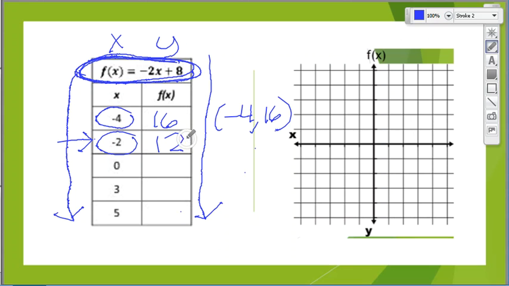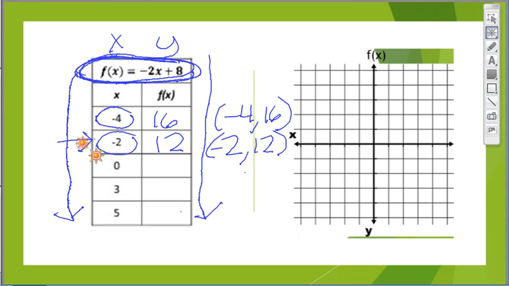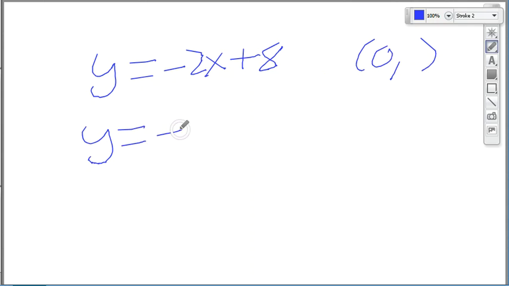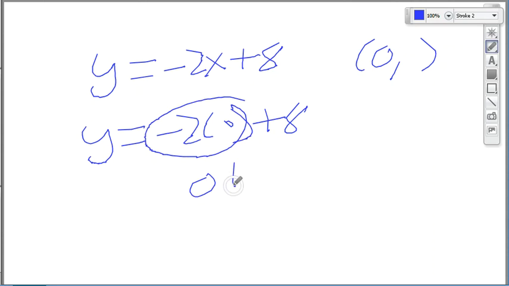Okay, and if we plug negative 2 in for the x and 12 in for the y, that will make our equation true. Okay, so that we know this point, negative 2, 12 is on the line. Okay, let's look at the next one. 0 for the x. So y equals negative 2x plus 8. If we plug in 0 for the x and solve for the y, negative 2 times 0 is 0. 0 plus 8 is 8. So when we let our x equal 0, our y equals 8.